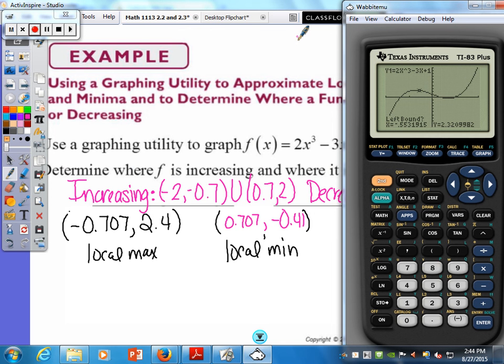All right, guess what time it is? Doesn't it just fly by? I love math. It just flies by. I know, I'm a nerd like that. All right, so what is your homework?